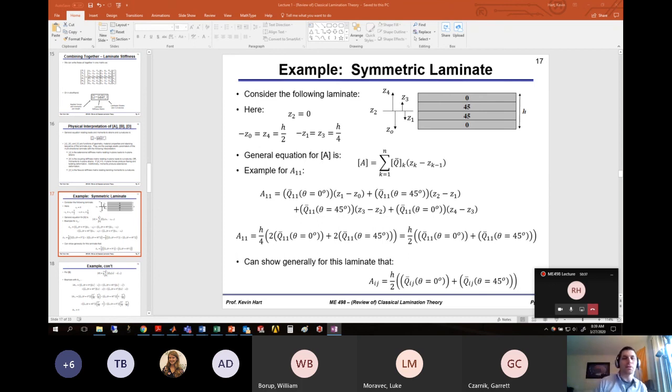Okay, so with this particular laminate, we lay out some general geometry. All right, so I'm going to see if I can copy this image here and bring it over to my whiteboard so I can actually make some notes.